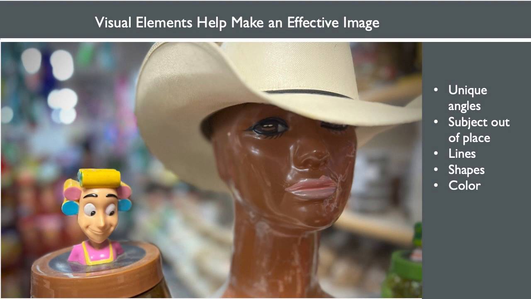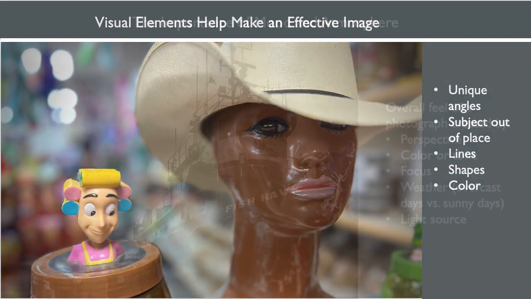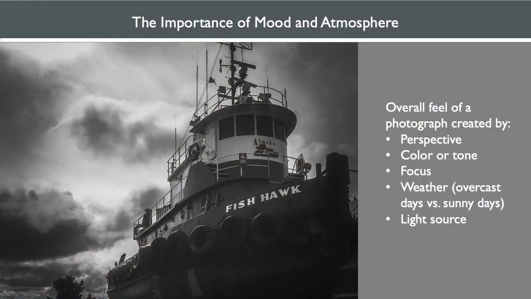Lines, shapes, colors, and even textures can be used to make an image really stand out, or a spot of color against white. Mood is the overall feel of a picture created by perspective, color, focus, which includes isolating a subject against a background and your distance from the object. Weather and light also impact your mood, such as sunrise or sunset and misty and rainy days.